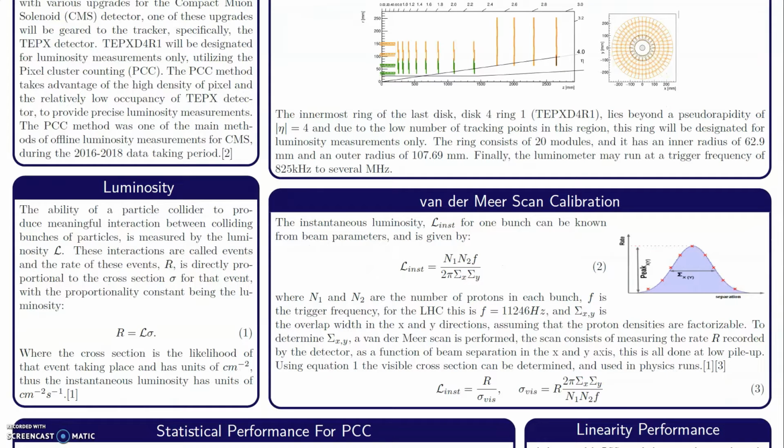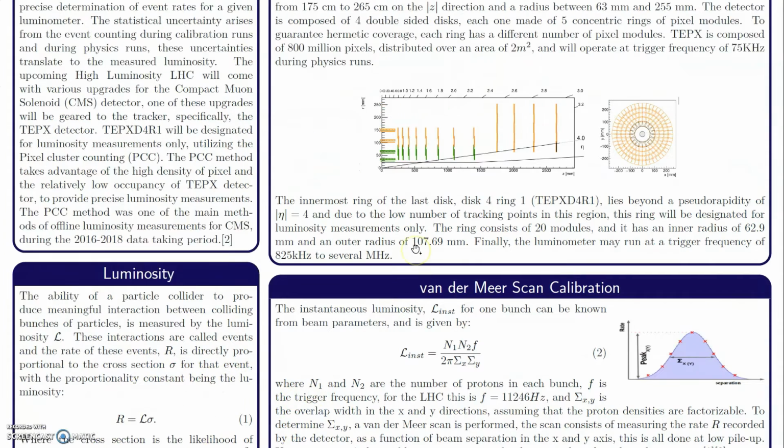Luminosity can be thought of as the ability of a particle collider to produce meaningful interactions between colliding bunches of particles, and these interactions are called events. The rate of these events is directly proportional to the cross section, which is the likelihood of that event taking place, with the proportionality constant being the luminosity. And this can be shown in equation number 1.